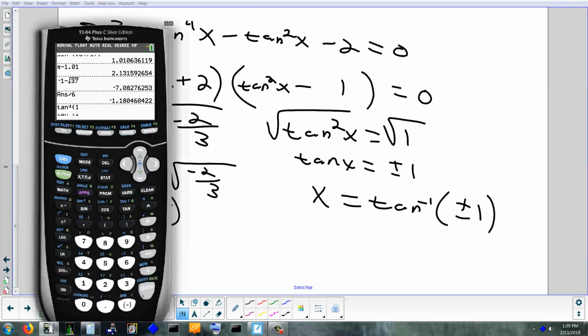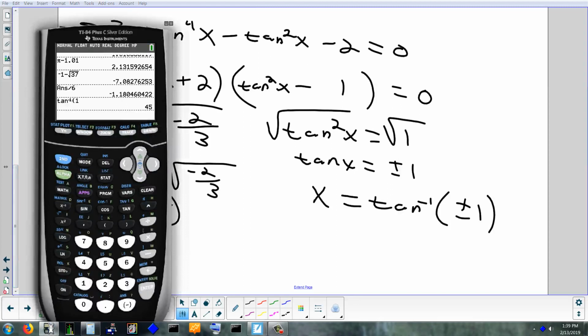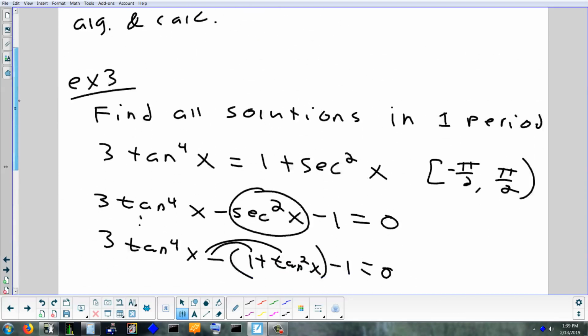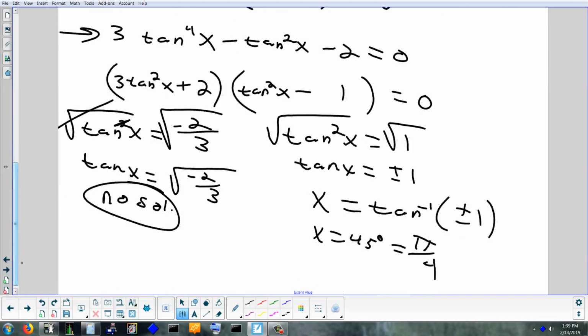Inverse tangent of 1. That's 45 degrees, or pi over 4. Now I want to make sure that I'm between what I'm supposed to be. I'm supposed to be between negative pi over 2 and pi over 2. That's negative 90 to 90. Is 45 between those two numbers? Yeah, so that's fine. That's good.